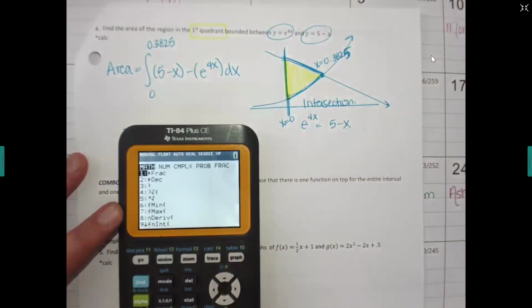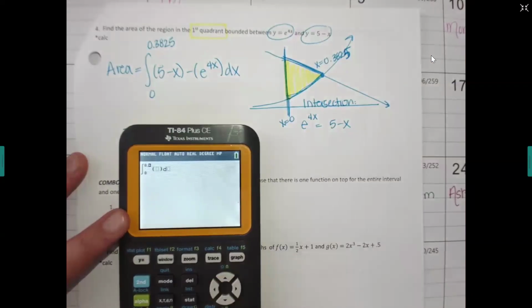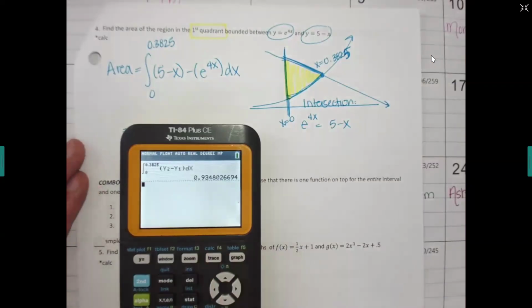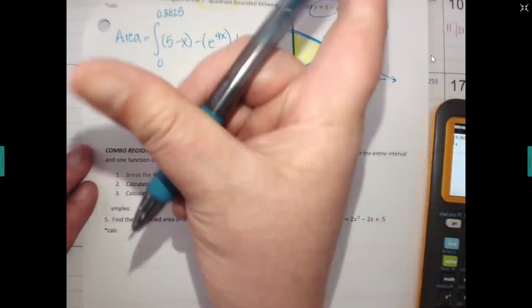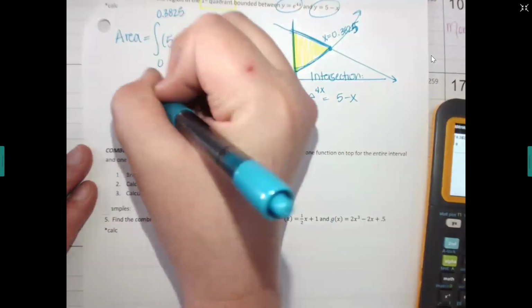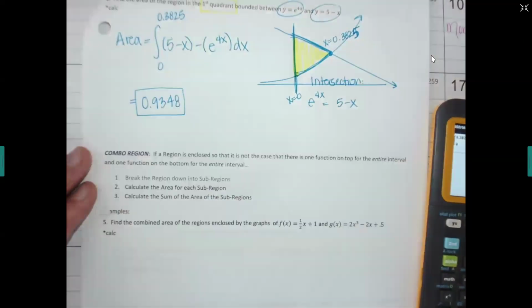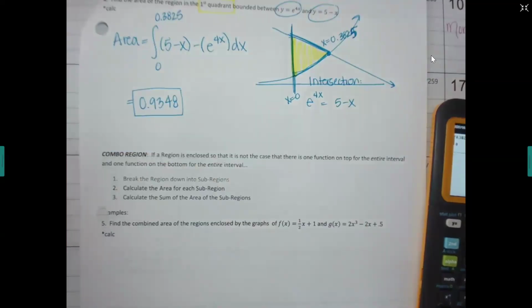Could be math 9, 0, 2, 0, 1. Remember, alpha trace is to pull up your shortcut. Okay, and that would be your amount of area right there. Anybody else get that? 0.9348. Okay, when you're ready, type in your equations for the next one.